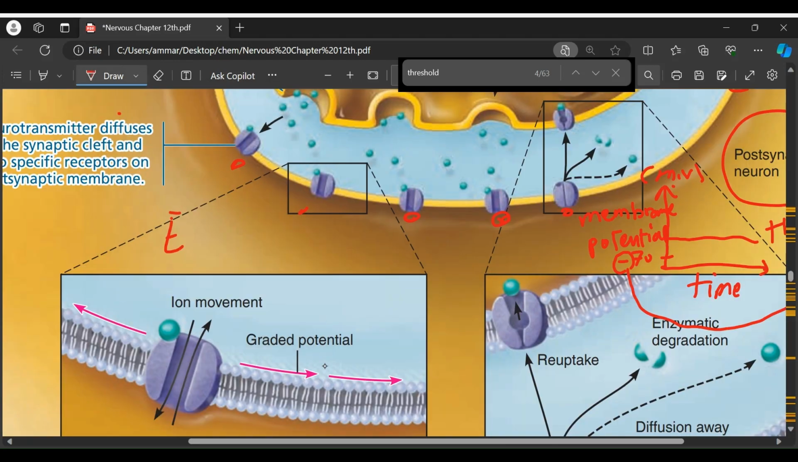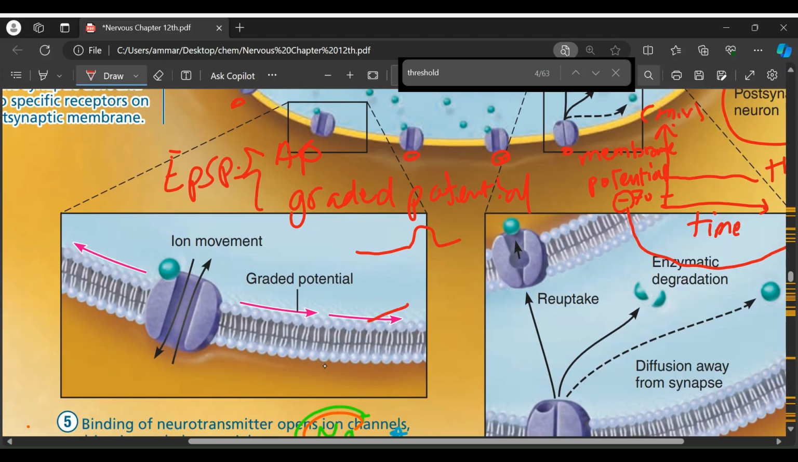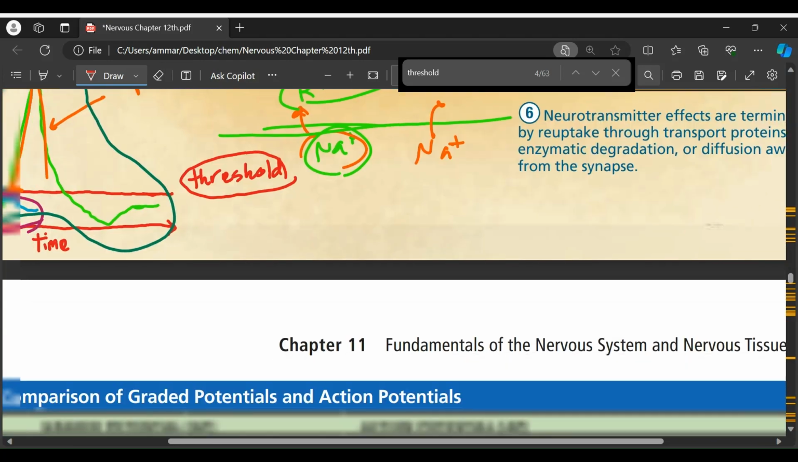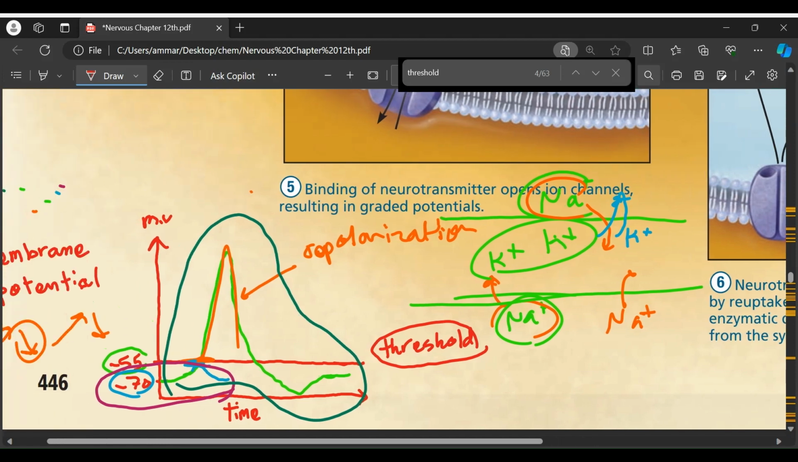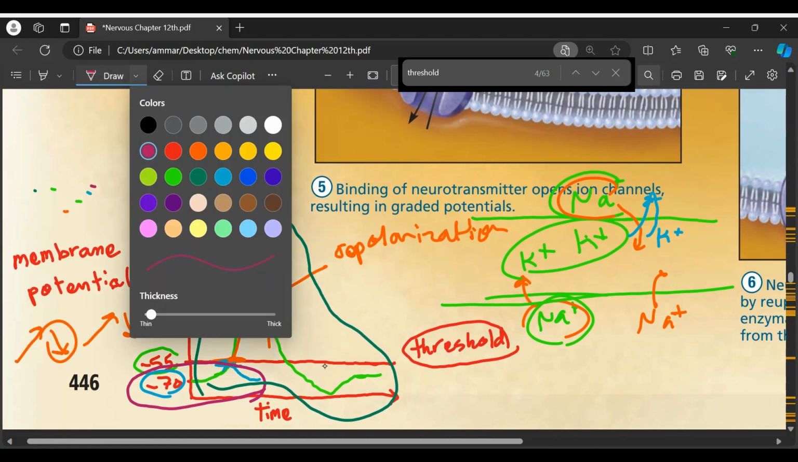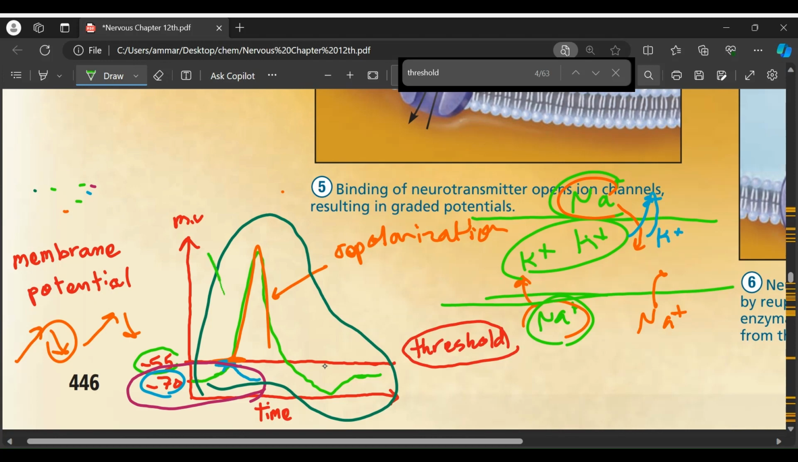I wrote here EPSP. It can go to an action potential or graded potential. So the graded potential is like this only. An action potential is like this. All right? Okay. Now I can go to explain each part of the action potential. Here, here, here, here, and here.